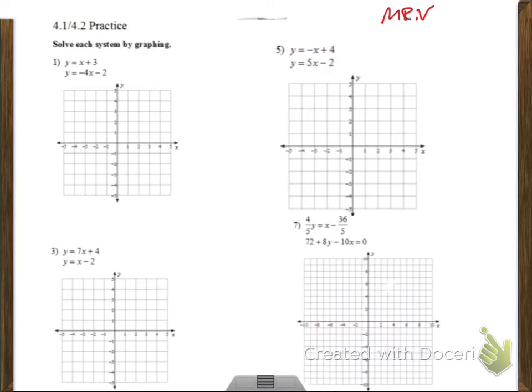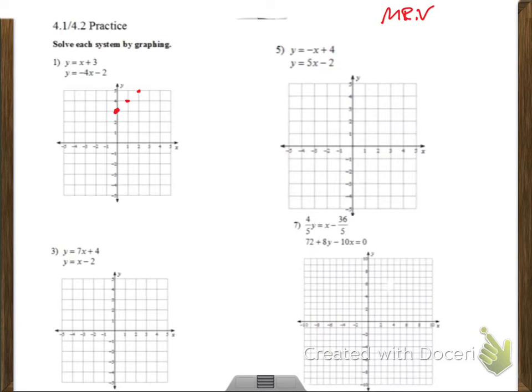Lucky for us, the first three are right in there, so all we have to do is graph those. Now remember, these are all odds. So the first one, I have y equals x plus 3. So the x plus 3, I go to that 3 right there. And then my slope is 1 over 1, so it's positive 1 to the right 1, positive 1 to the right 1.